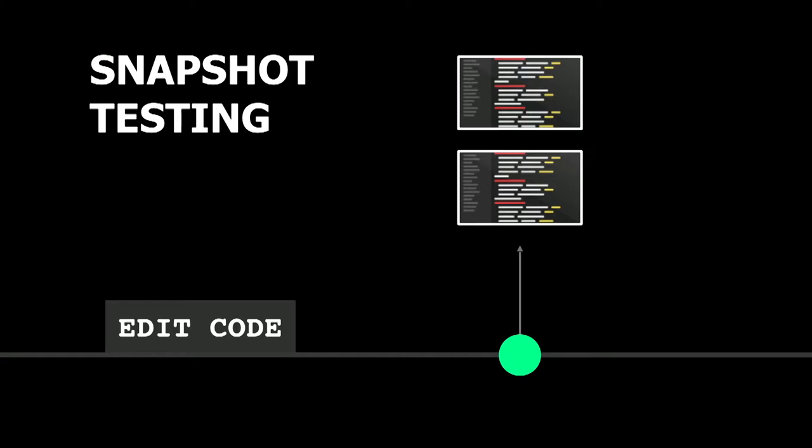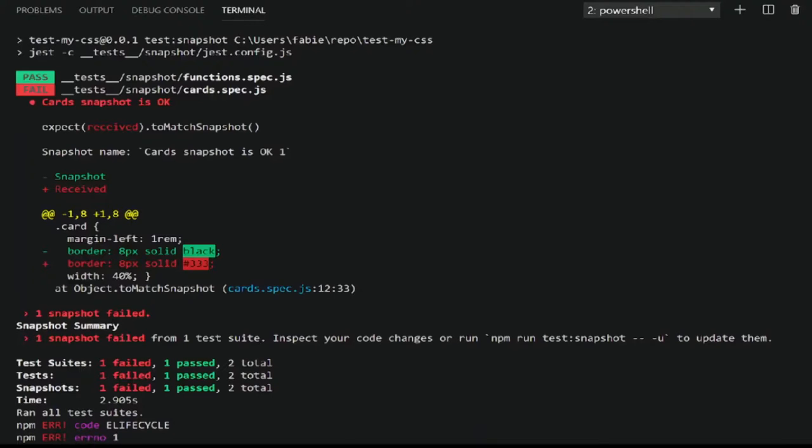So everything is OK. And then I edit the SASS code another time. Something changed. It tells me, oh, something is different. It does not mean it's an error, but it's different. And I have the ability to check what's the difference. And thanks to the update option, I can say, OK, everything is OK. You can update the snapshot. And now that snapshot is the reference.